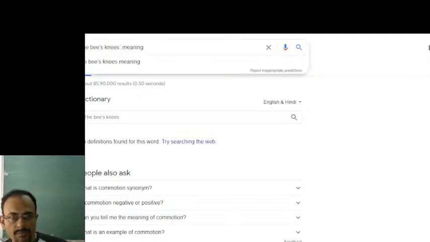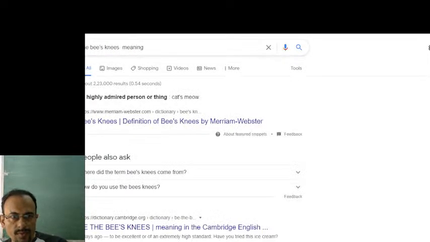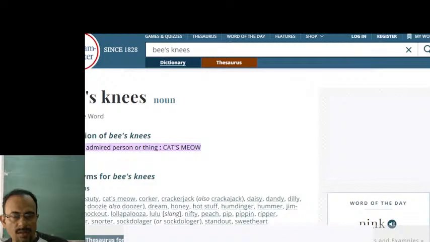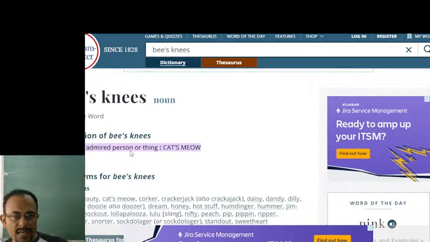Here we can write. Bee's knees means a highly admired person or thing. Be the bee's knees. Definition of bee's knees by Merriam-Webster dictionary is there. So bee's knees means a highly admired person. So dear students, a highly admired person is called bee's knees, right?